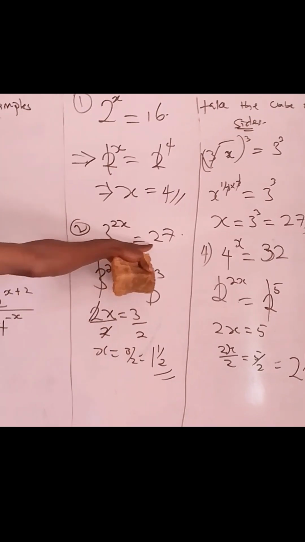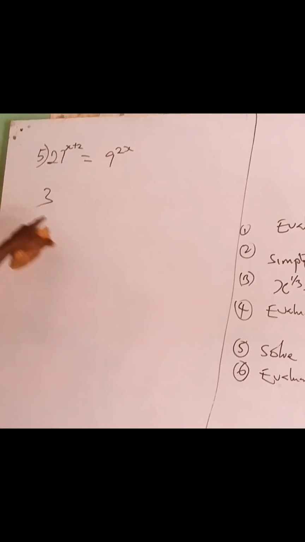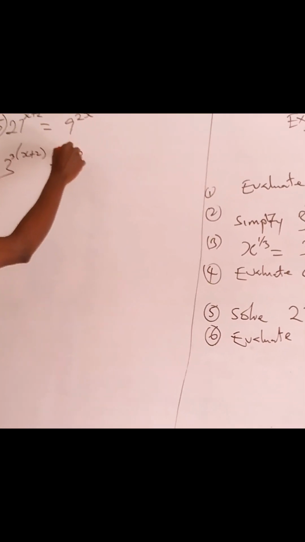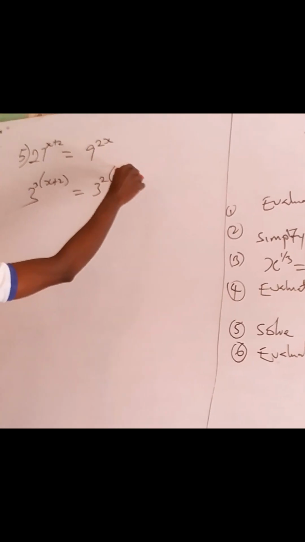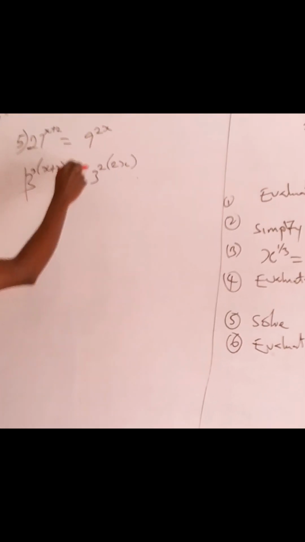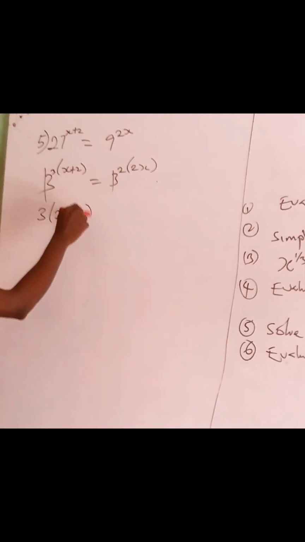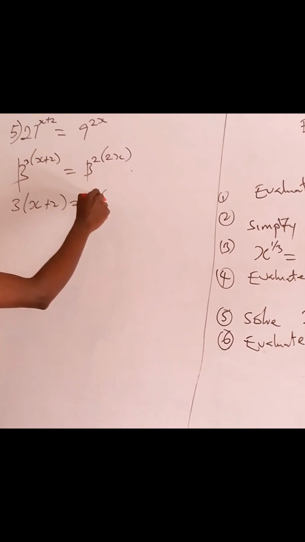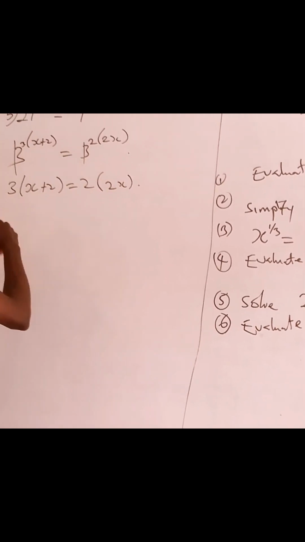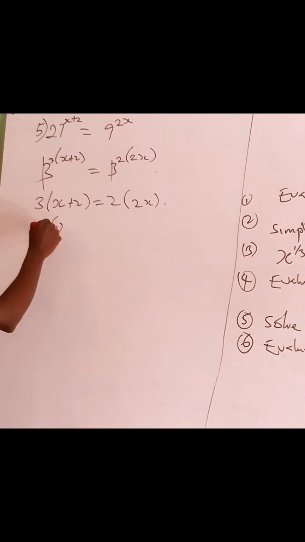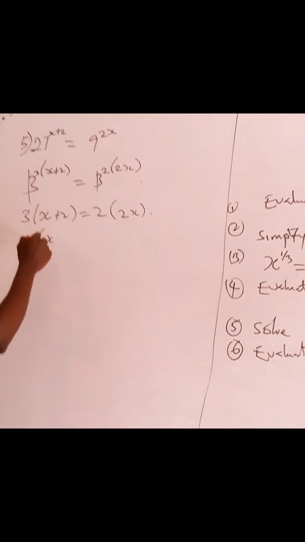Look at it, 27 is 3 raised to the power 3. Don't forget, you put it in the bracket. 9 is 3 raised to the power 2, into 2x. So this will cancel this. Then you have 3 raised to the power 3 into x plus 2, equal to 3 raised to the power 2 into 2x. So when you expand the bracket, 3 times x, you have 3x, and 3 times 2 is 6.